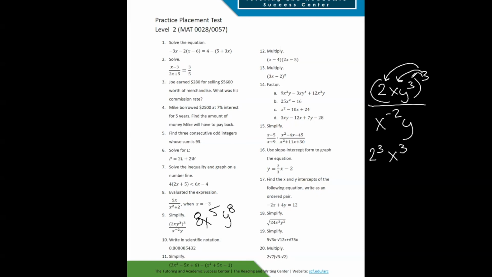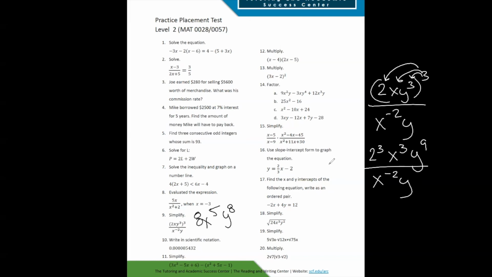Then I'm going to distribute that 3 to the other exponent of 3. 3 times 3 is 9. On the bottom, I still just have x to the -2y. I'm not distributing that exponent to the denominator because the parentheses are only around the top. They're only around the numerator.